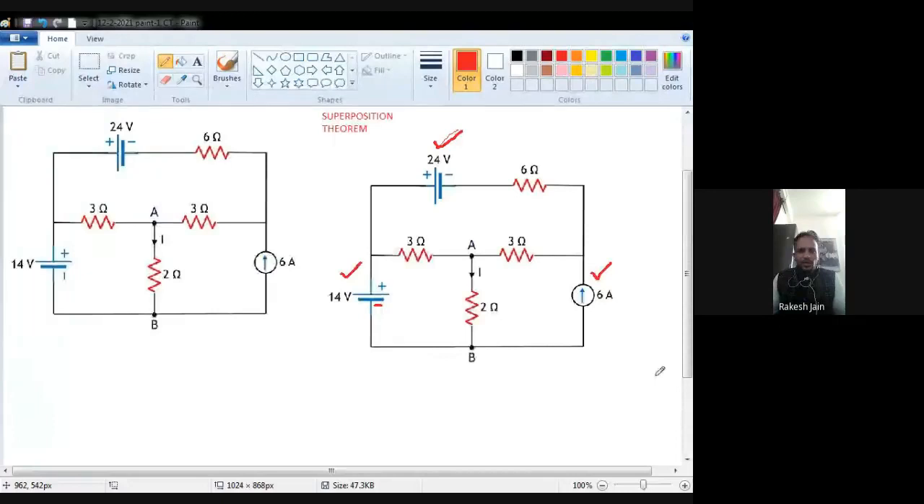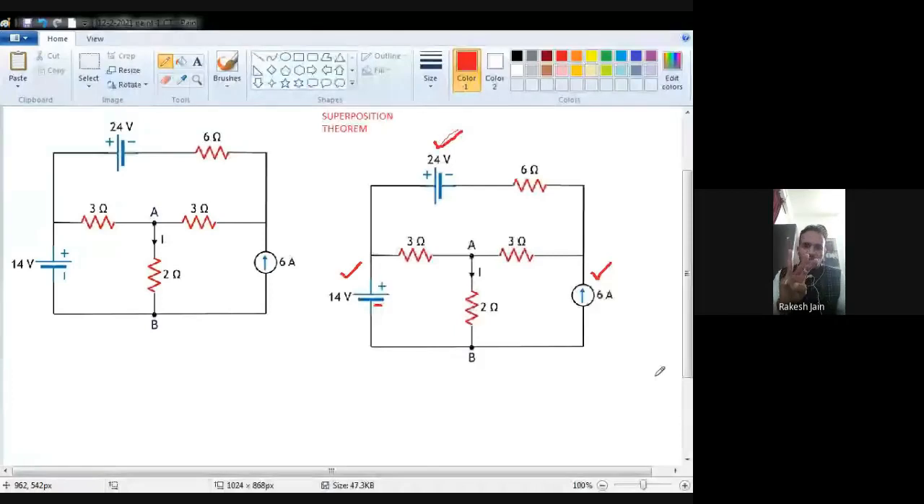How many sources are there? One is this 24 volt source. One source is of 14 volt, in which the upper side is positive and the bottom is negative. And the third source is 6 ampere. So two voltage sources and one current source are there.